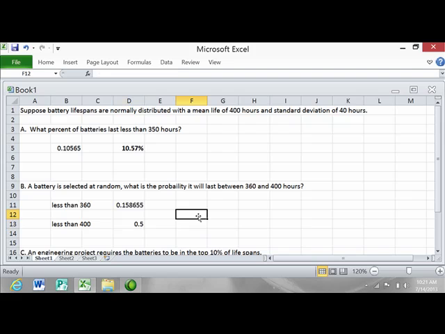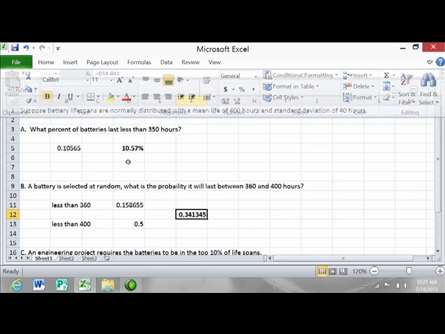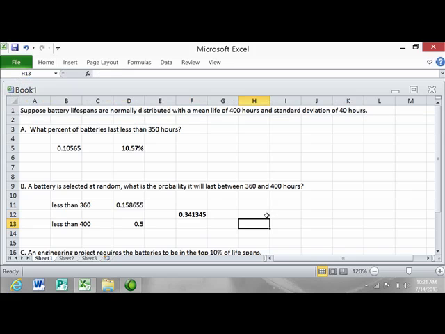So we need to find the difference between these two. So we're going to have equal the larger percentage minus the smaller percentage or smaller percentile, and that's my answer. 0.34 probability, which we saw as 34% originally.